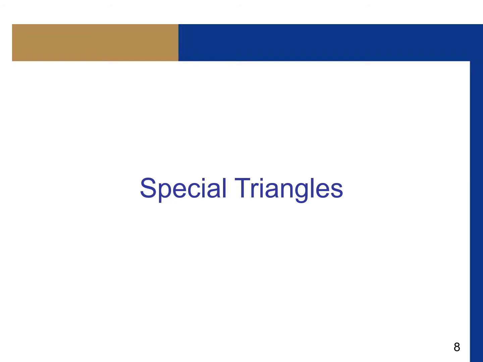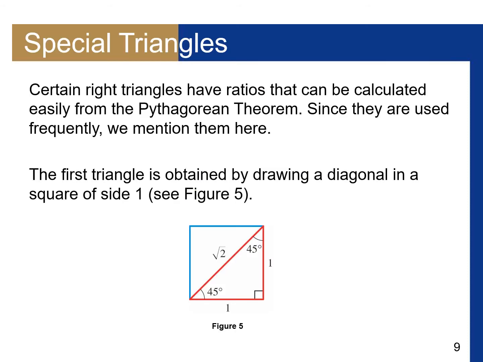Now we'll take a look at special right triangles. So the first special right triangle is our 45-45-90 triangle, and we again are going to use the legs of this right triangle as 1 as a simple example to show the relationship between those and the sides.